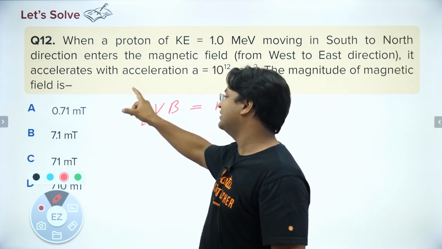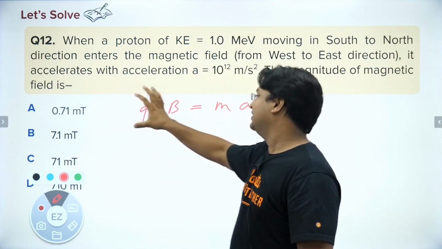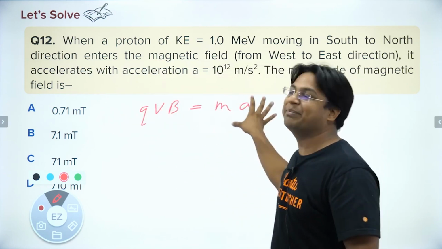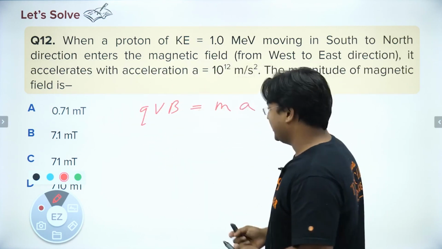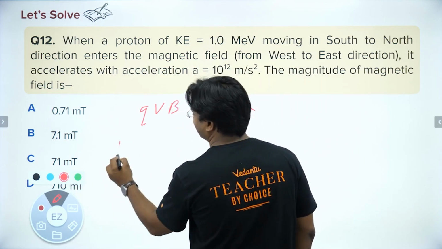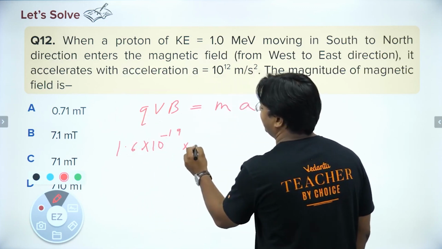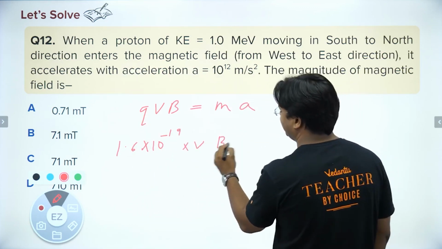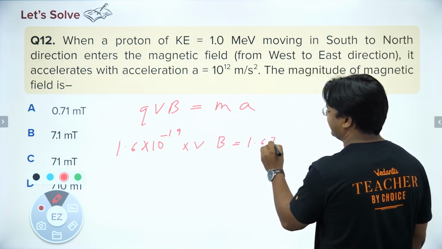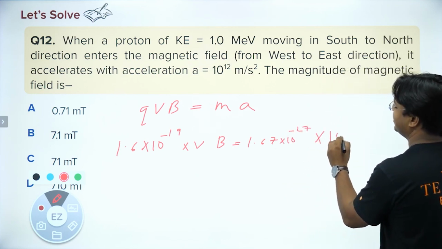If we start considering mg also, like if I add an mg here or if I subtract an mg here, that mg will be negligible as compared to ma. So just ignore it. Okay, now how do we solve this question? So Q is, I'm going to show the calculations to you. So 1.6 into 10 raised to power minus 19, that's charge. V, I will figure it out, into B, mass is 1.67 into 10 raised to power minus 27, that's mass of proton. Acceleration is given to be 10 raised to power 12.